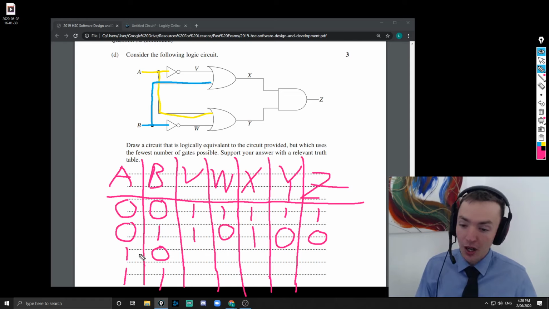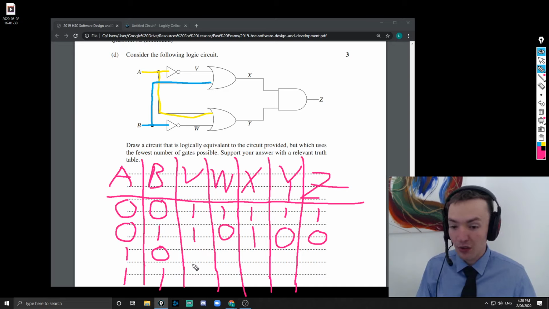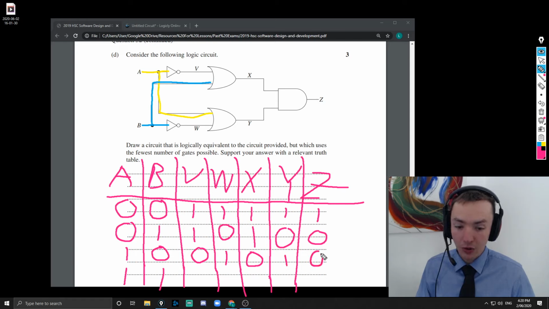So now what if A is 1 and B is off? So let's see V, so we know V is inverted, so V must be 0 if A is on. W would be true, and then X would be, so V is off, and then we know B is off, so then X would be off, and we know Y would be on because W is on, and then we know Z would be 0.